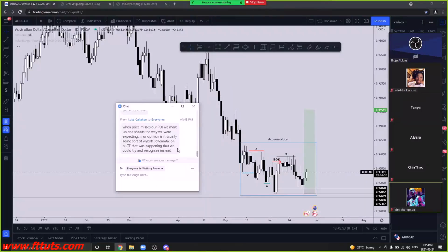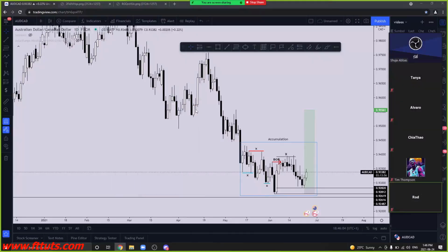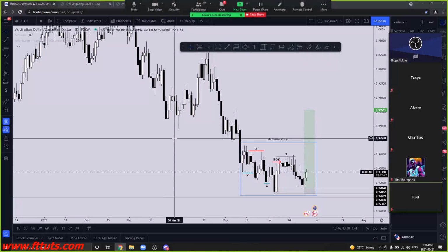When price misses our POI, we mark up and it shoots the way we were expecting. In your opinion, is it usually some sort of Wyckoff schematic on the lower time frame that was happening that we could try and recognize instead? Well, it depends, right? It depends on each setup, because each setup has its own different way of identifying itself. So it could be Wyckoff, or it could be that you refined it too much. If you are missing your entries and the market taps near it, not into it, misses it by a couple of pips, it's most likely because you refined it a little bit too much.